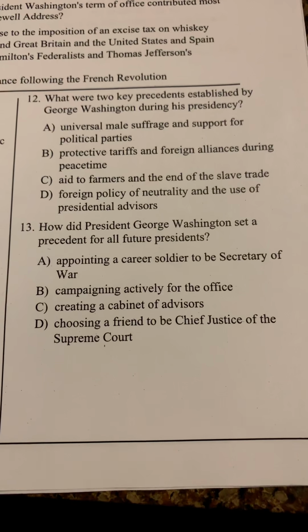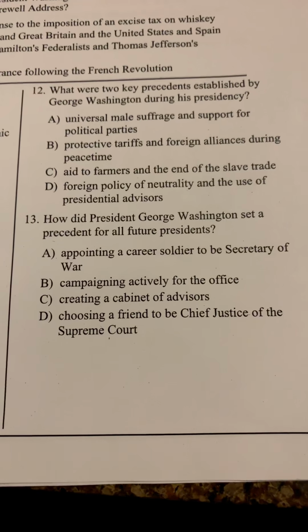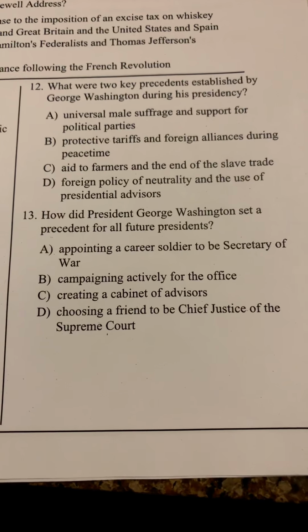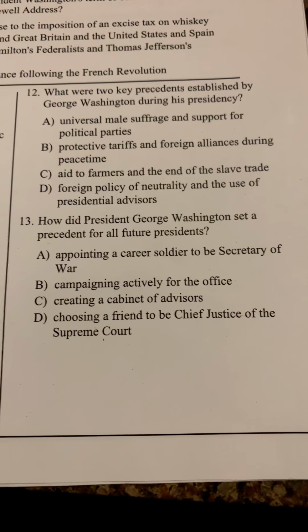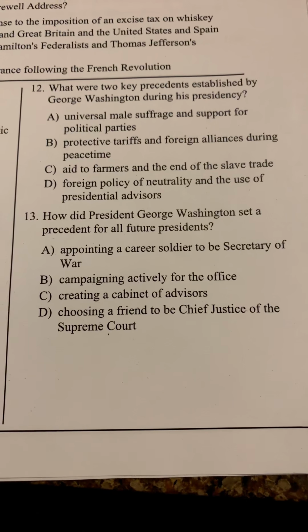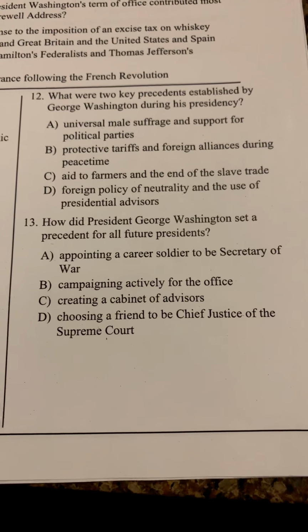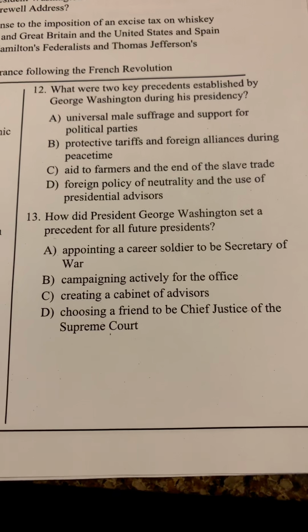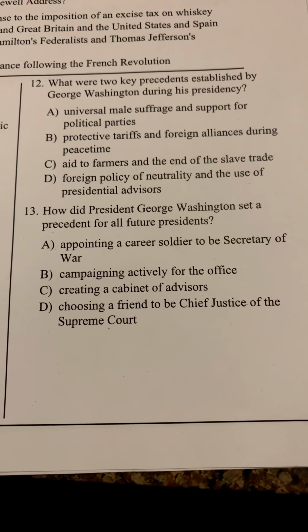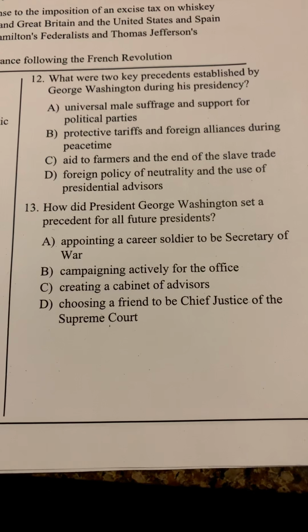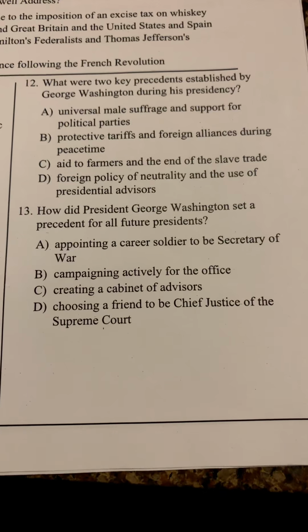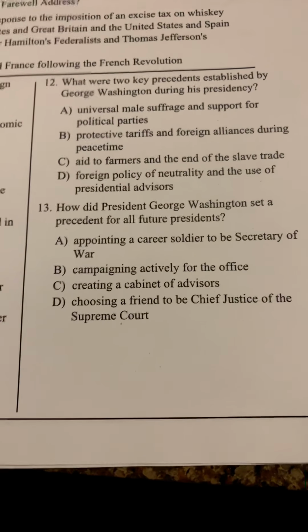Number 13. How did President George Washington set a precedent for all future presidents? A. Appointing a career soldier to be Secretary of War. B. Campaigning actively for the office. C. Creating a cabinet of advisors. Or D. Choosing a friend to be Chief Justice of the Supreme Court.